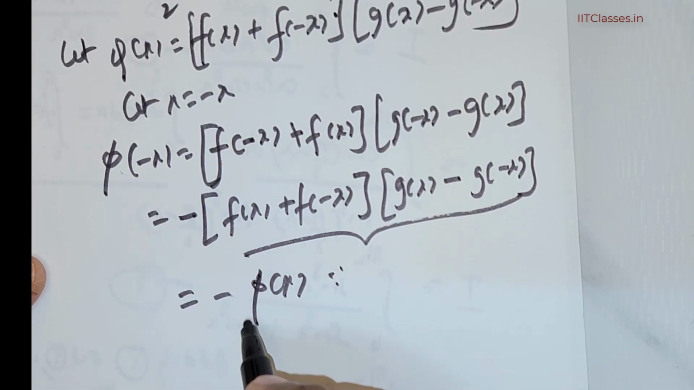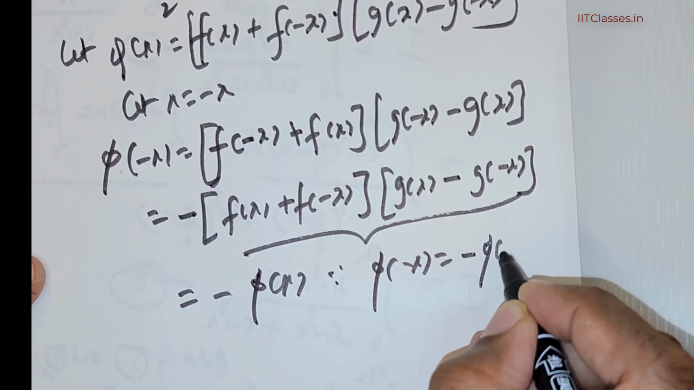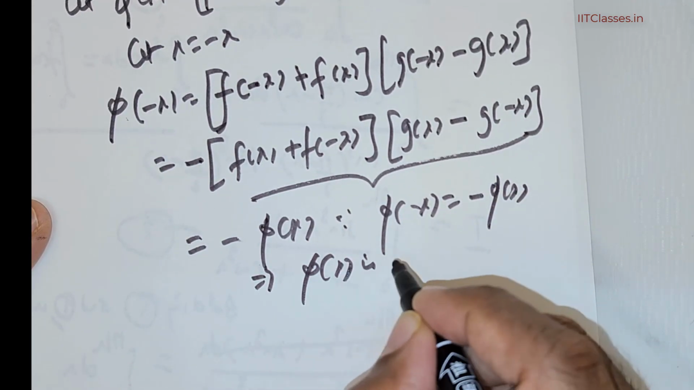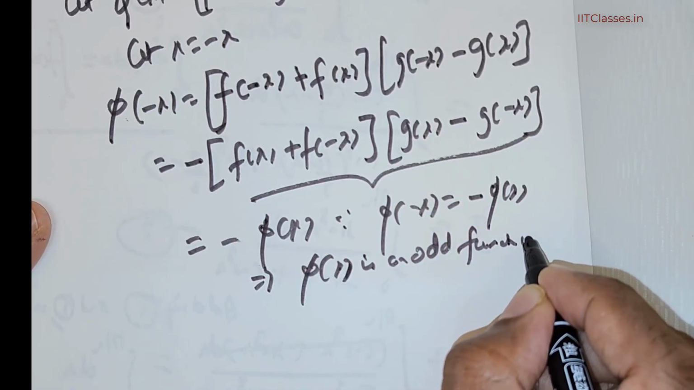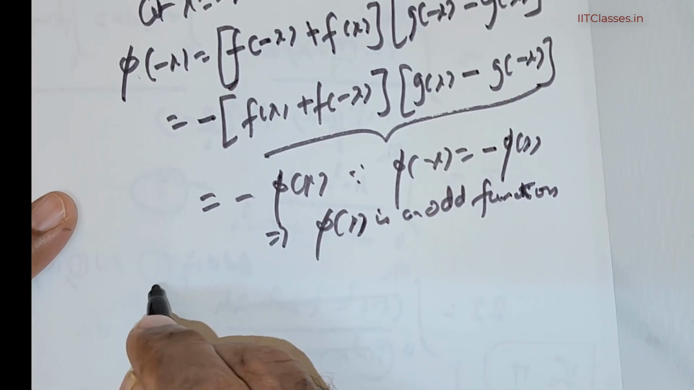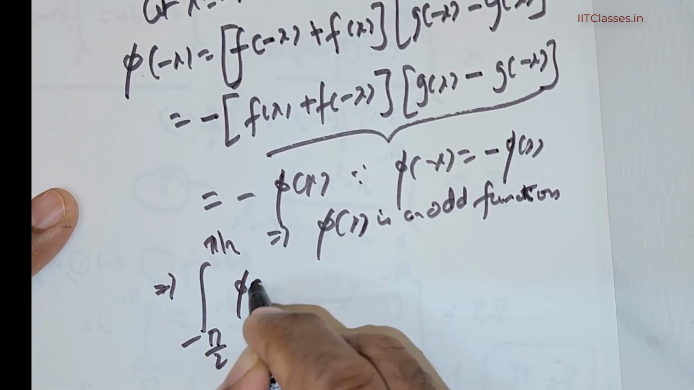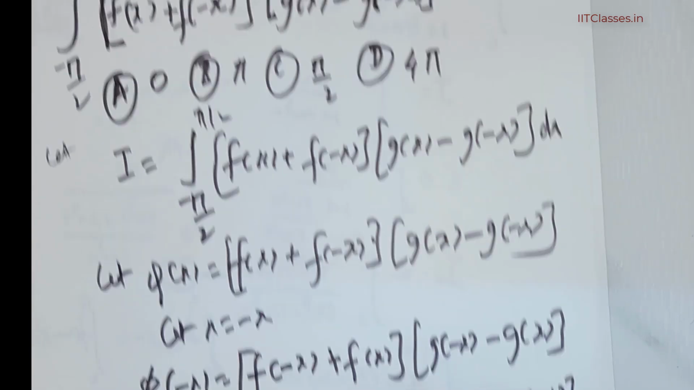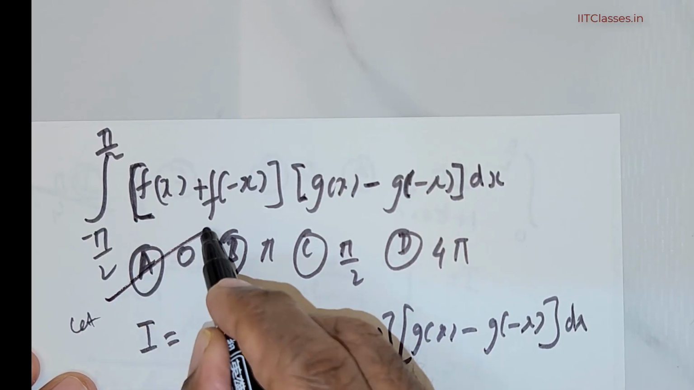Now you compare this with this. Since phi of negative x is equal to negative phi of x, this means phi of x is an odd function. So this in turn would mean the integral from negative pi over 2 to pi over 2 of phi of x dx will be equal to 0. So go over here and check the right solution. Is it a 0? Yes, it is. So that is the final value for this question.